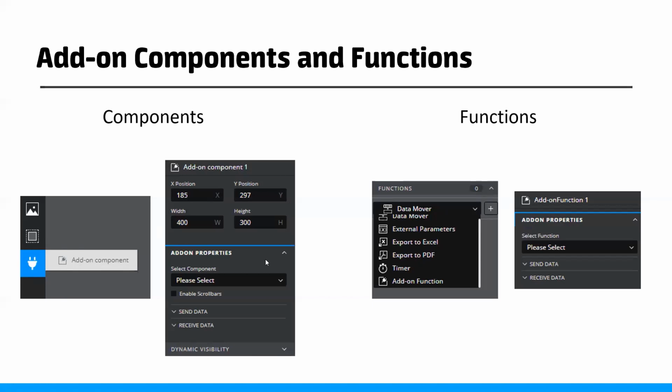If you add it, you'll get something with a property sheet that looks like this. You'll also see an add-on function at the bottom of the functions drop down, and that will give you an add-on function property sheet like that. And to use those, you'll see this select. You can select which function you want it to be, or which component you want it to be. At the moment, those menus will be empty.